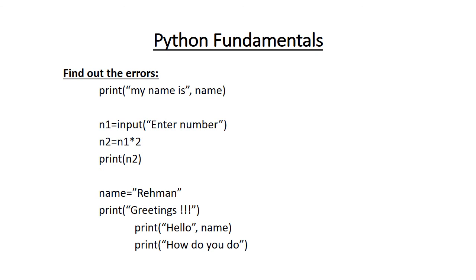Please find out the errors in the three programs. First one: print('my name is', name). What is the error in that program? One small error: the name is not given. Second one: n1 = input('enter the number'), n2 = n1 * 2, print(n2). What's the error in that? Here n1 is the input, which could be an integer or float or whatever it may be. That means we didn't convert it into integer or float. Just we entered input('enter the number'). It should be int or float of input('enter the number').